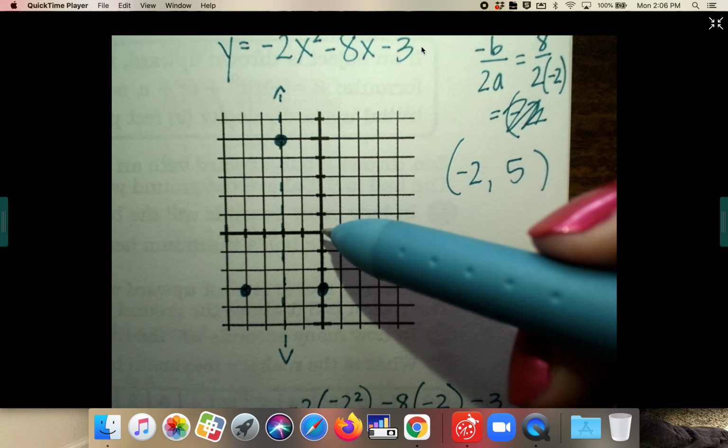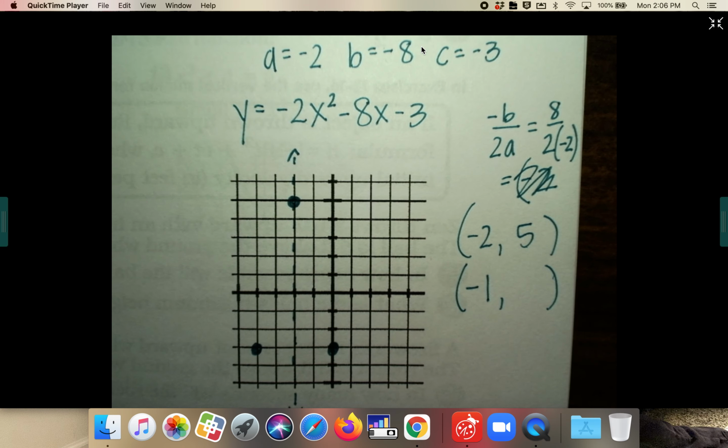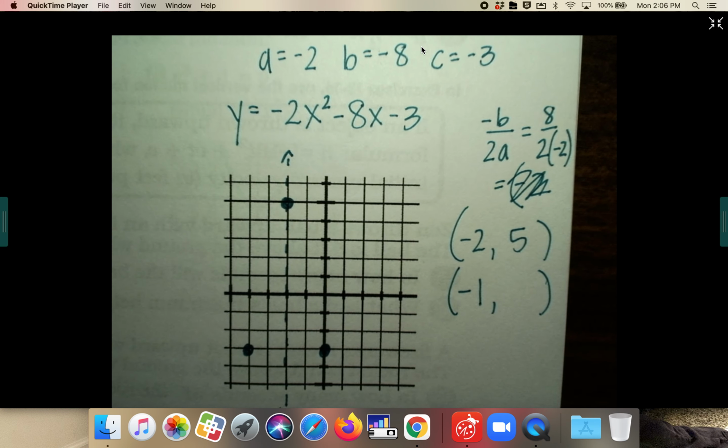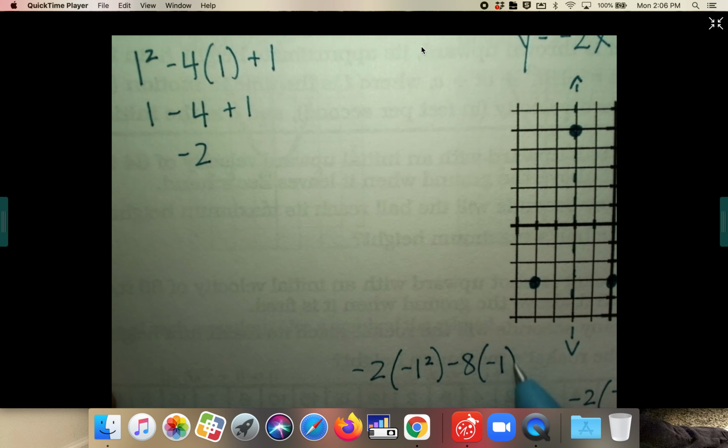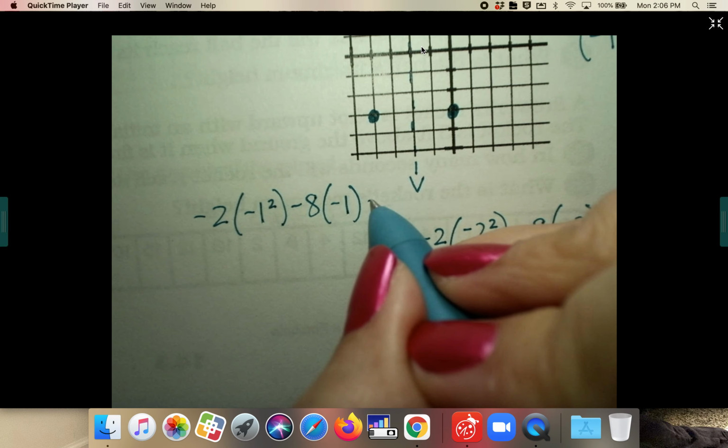Let's find one more. I probably don't want to pick 1 this time because I can see that 1 is going to be way off the graph. So instead, I'm going to pick negative 1 so that I can find somewhere in between here. I hope that makes sense. And I'm going to have to plug in negative 1 to each of these x's. So hopefully I will not mess this math up either. So I'm going to do negative 2 times negative 1 squared minus 8 times negative 1 minus 3.